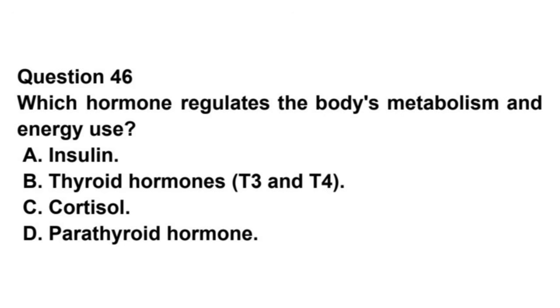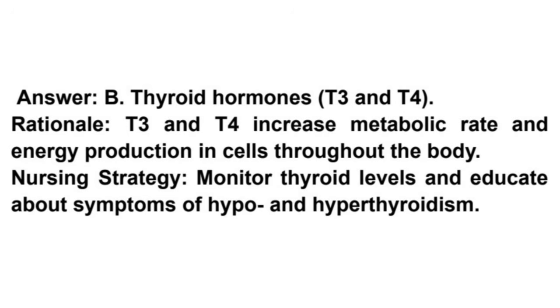Question 46. Which hormone regulates the body's metabolism and energy use? A. Insulin. B. Thyroid hormones, T3 and T4. C. Cortisol. D. Parathyroid hormone. Answer: B. Thyroid hormones, T3 and T4. Rationale: T3 and T4 increase metabolic rate and energy production in cells throughout the body. Nursing strategy: monitor thyroid levels and educate about symptoms of hypo and hyperthyroidism.